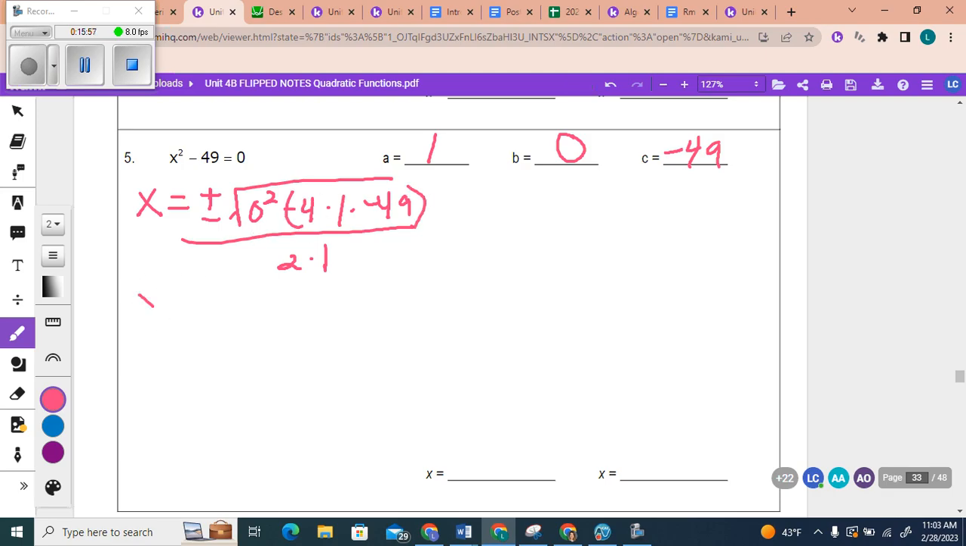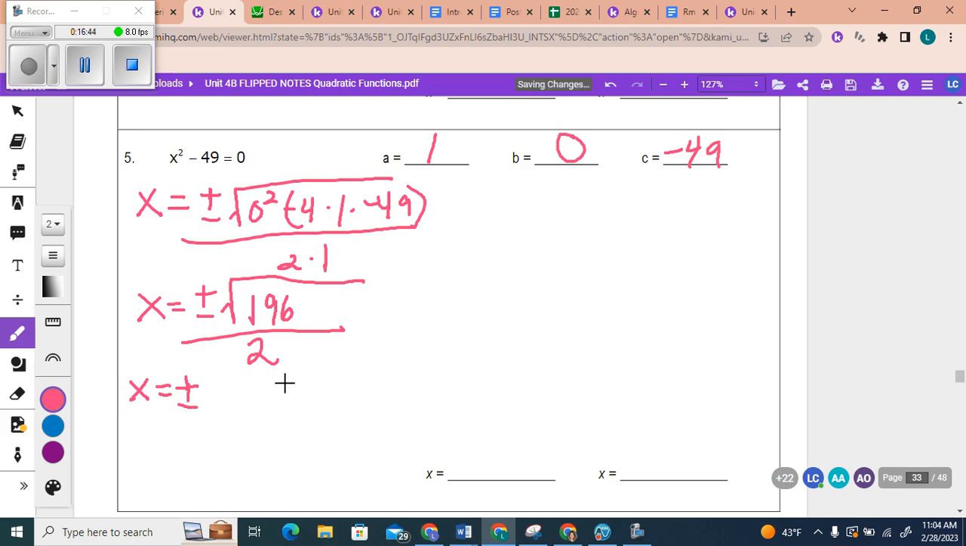Multiply, multiply. Can we do 0 squared? I mean, we can, but it's just 0. Do we need to write a 0? No. Did I even need to write that 0 there? No. Okay. What's negative 4 times 1 times negative 49? Thanks, Juan. Thanks for being our calculator today. What's 2 times 1? 2. Oh, this is kind of nice when you don't have a B, right? Way less work. Okay. Can we take the square root of 196?